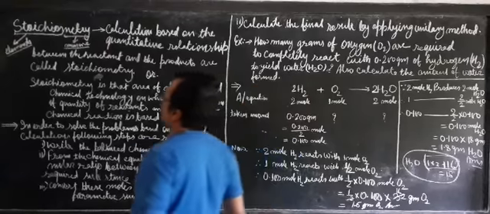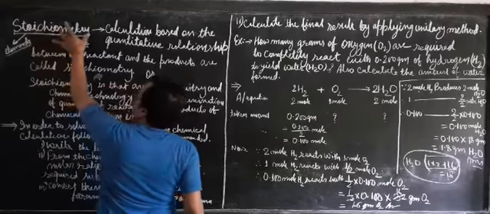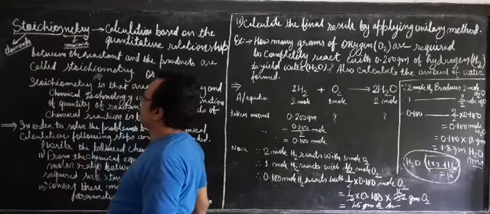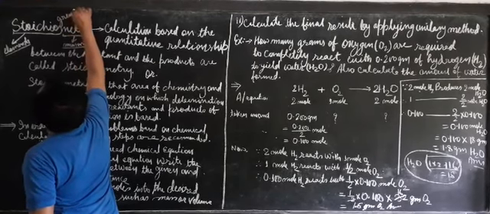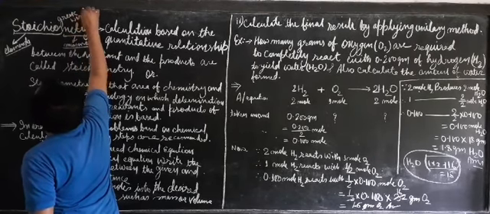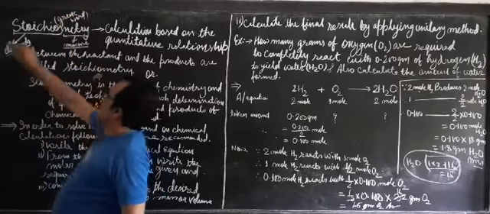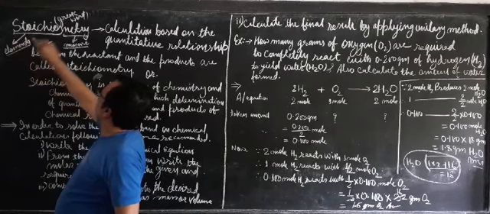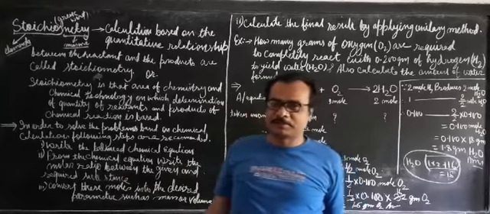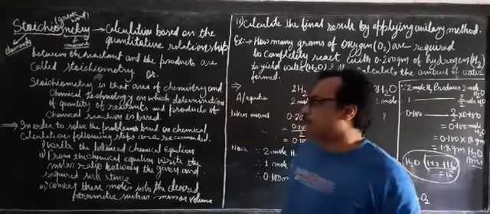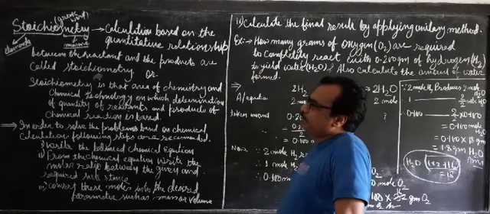Stoichiometry is made up of two words, stoichio and metri, that is metron. It is a Greek word. In English, stoichio means element and metri means measure. That means measurement of elements, or measurement of molecules. So that's why we define it as stoichiometry.